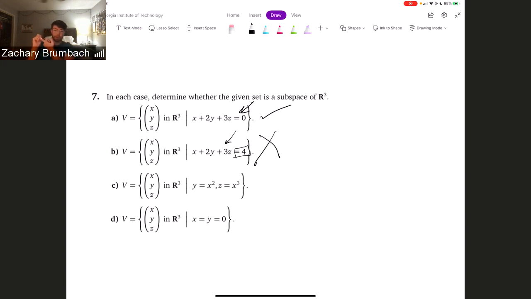You can also think about going through your rules, right? Is the 0 vector contained? Is it closed under addition? Is it closed under multiplication? If we plug in all zeros to B, we do not get 0, we get 4, right? We have 0 equals 4, which does not make any sense.